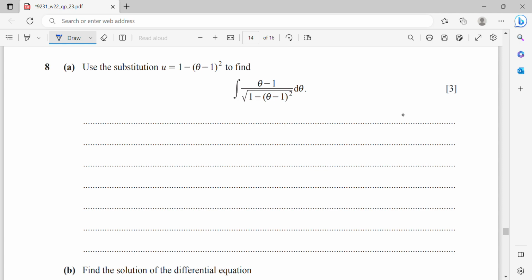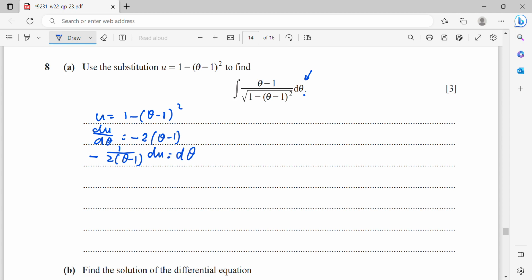Use the substitution u equals 1 minus the square of theta minus 1 to find this integration. So firstly, copy out the u and get the d theta. So du over d theta. When you differentiate, you'll get negative 2 theta minus 1. So now to get d theta as the subject, move the d theta up and move down the right side. So negative 1 over 2 bracket theta minus 1 du is d theta.